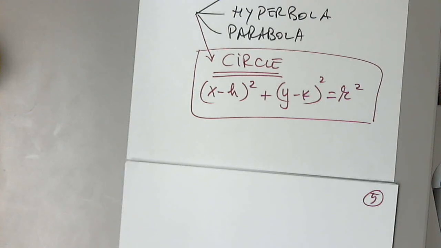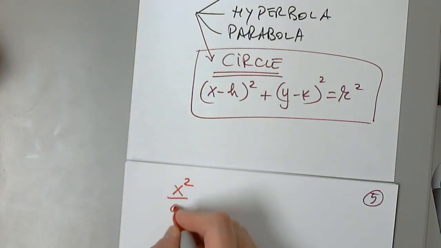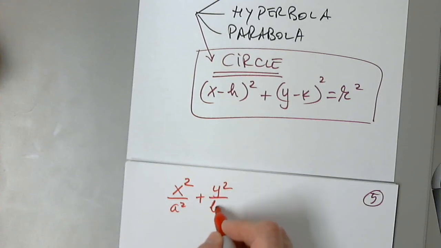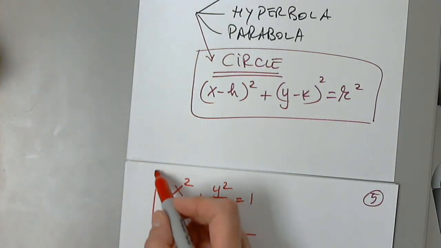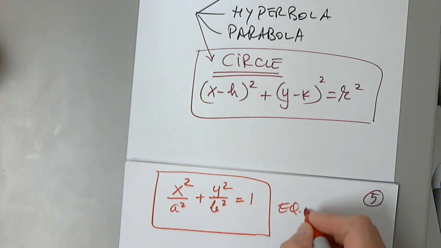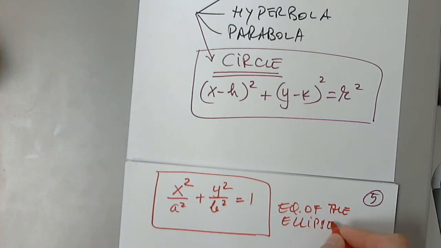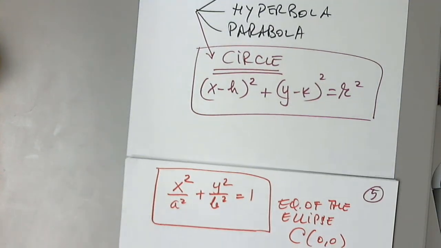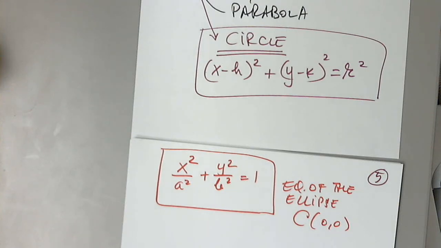Any questions? Okay. So here is x squared over a squared plus y squared over b squared equals 1. This is the equation of the ellipse with center at 0, 0. Looking at the equation of the circle, can you come up with the equation of the ellipse that will not have the center at 0, 0? I know you can. Just dictate and I'll write it. Very good, of course. Thank you.